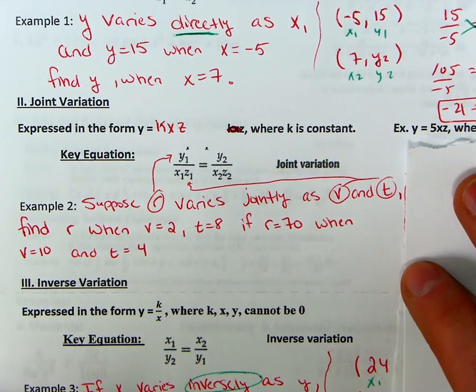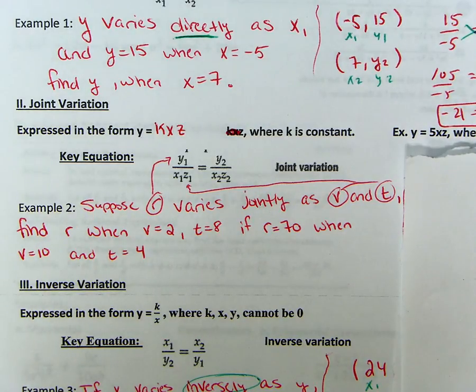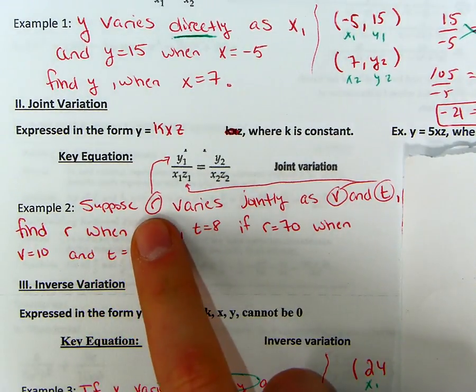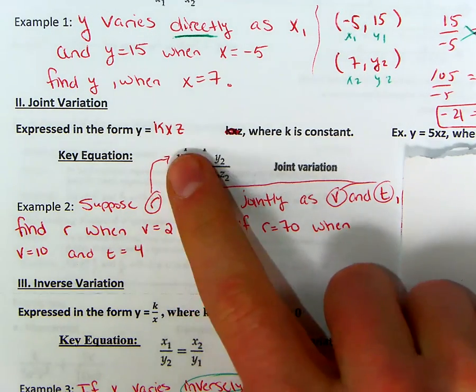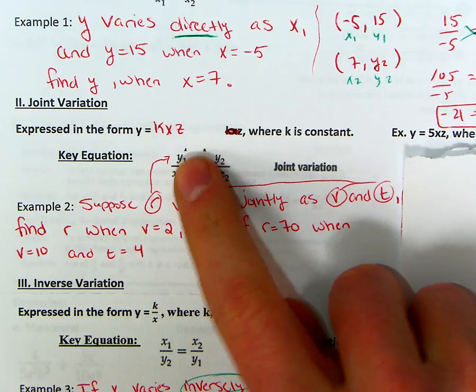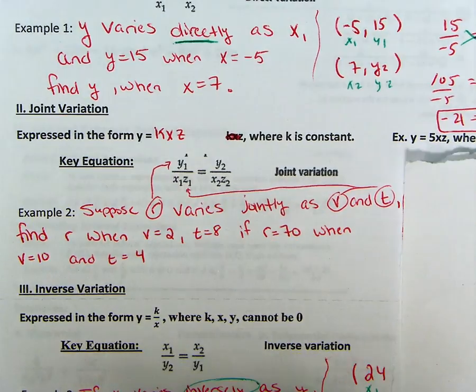Suppose that r varies jointly as v and t. Find r when v equals 2, t equals 8, if r equals 70 when v equals 10 and t equals 4. So I changed up the variables just to show you that you might not have a y, x, and z every time. But it's going to say suppose r. Now r is our key one, the one that varies jointly. That is the one that's going to be on top. So our r's are our y1 and y2. Our v and t's are our x's and our z's. It doesn't matter which one, if you think about it, because it's just multiplication going on here.